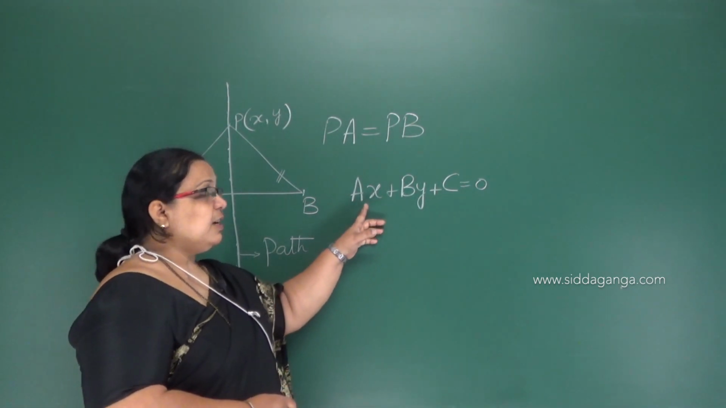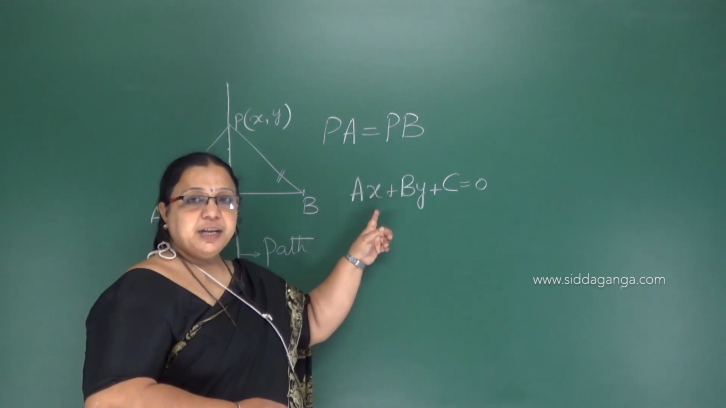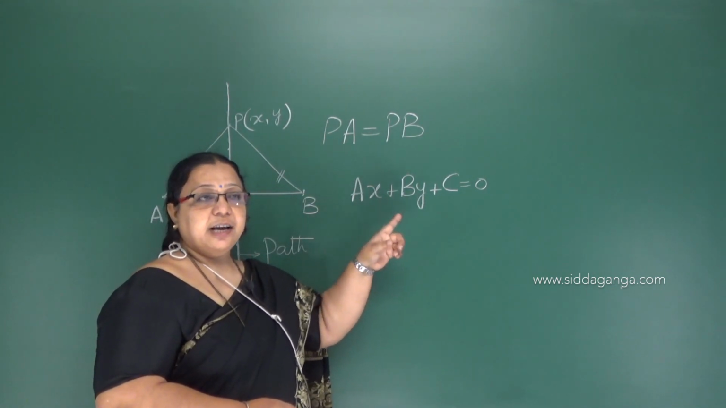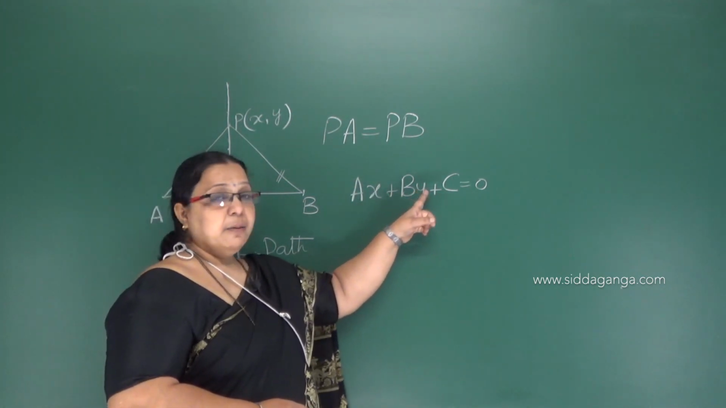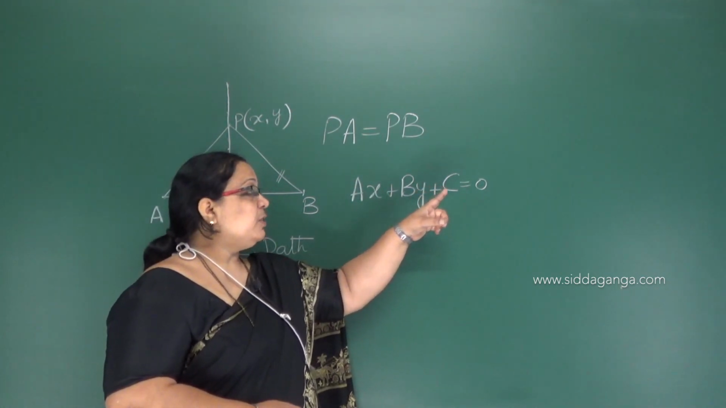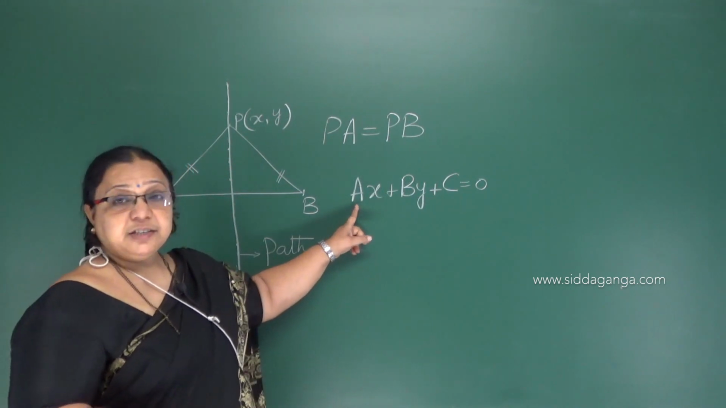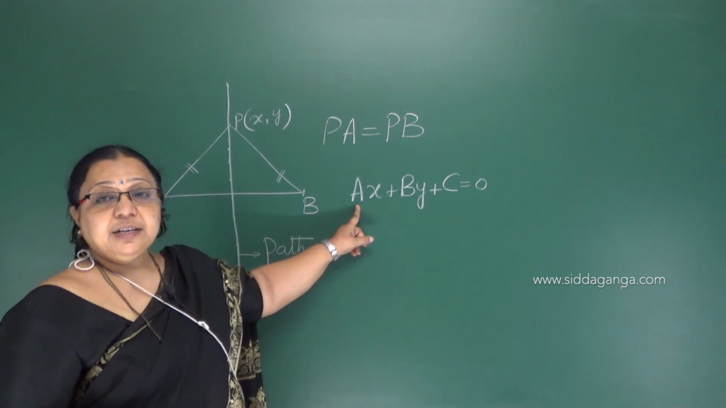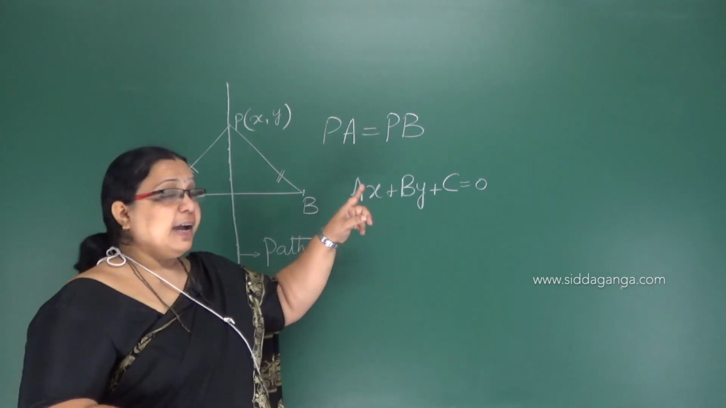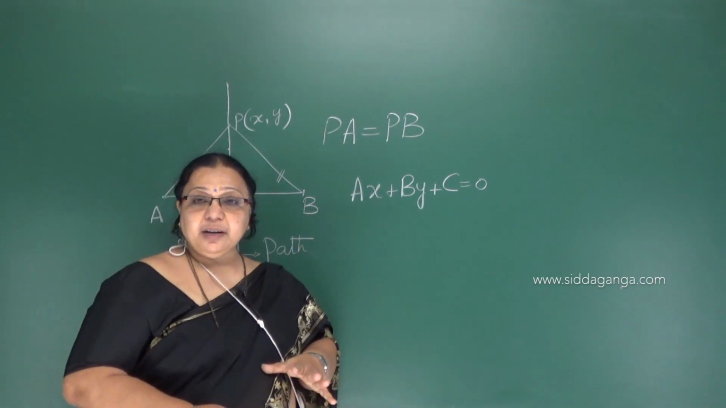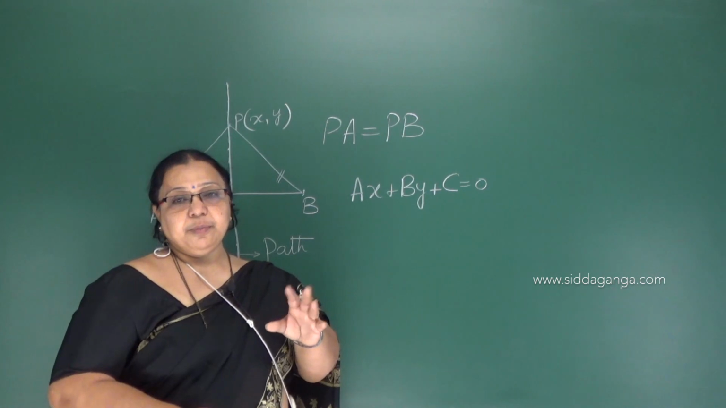So this is the general equation of a straight line, that is ax plus by plus c equal to 0. So it represents the equation of a straight line. So that is where a, b and c are nothing but they are the real numbers.